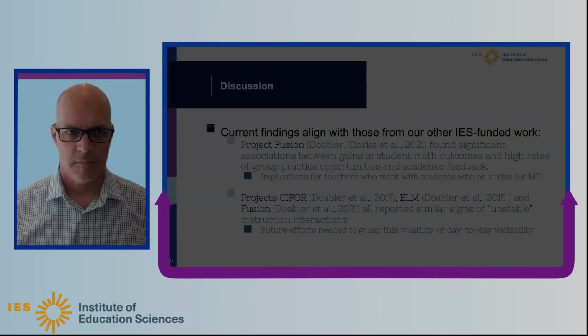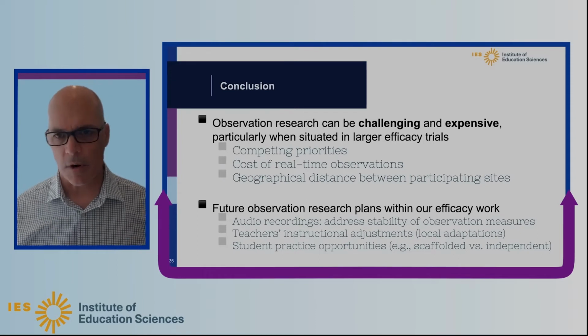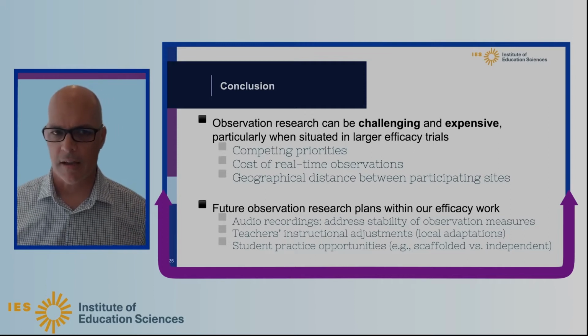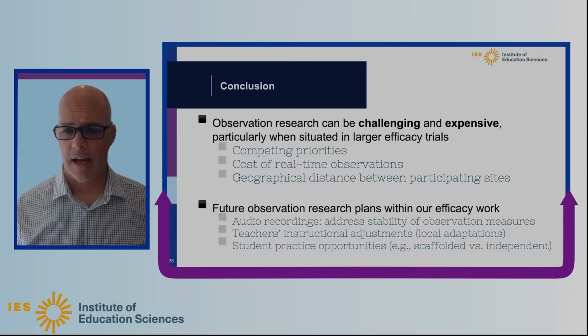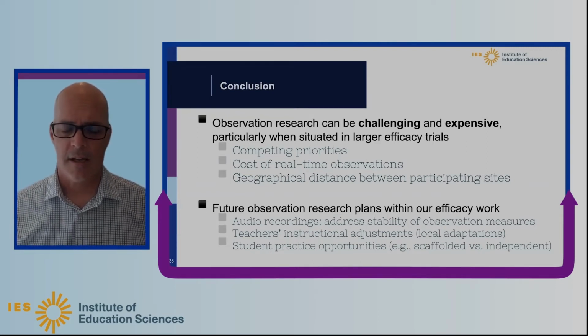And then to conclude, I think most would agree that observation research is tough work, it's challenging, it's very expensive, especially when it's housed within larger efficacy trials because there are competing priorities. The primary aim is to establish the efficacy of the targeted intervention. Conducting real-time observations can be costly because of scheduling reasons, and distances between geographical sites if you're conducting a multi-site efficacy trial. But we're carrying on with our observation work.